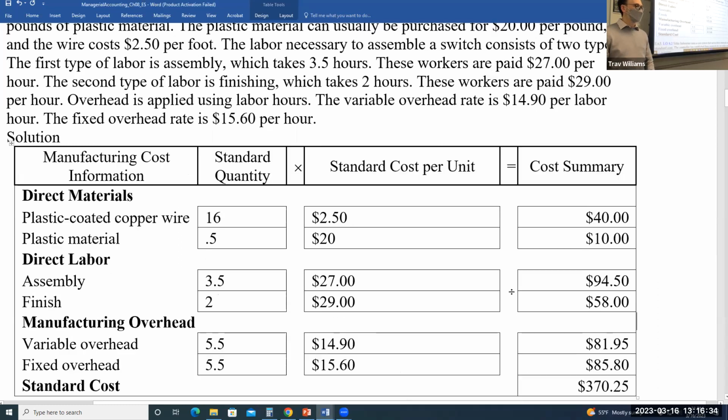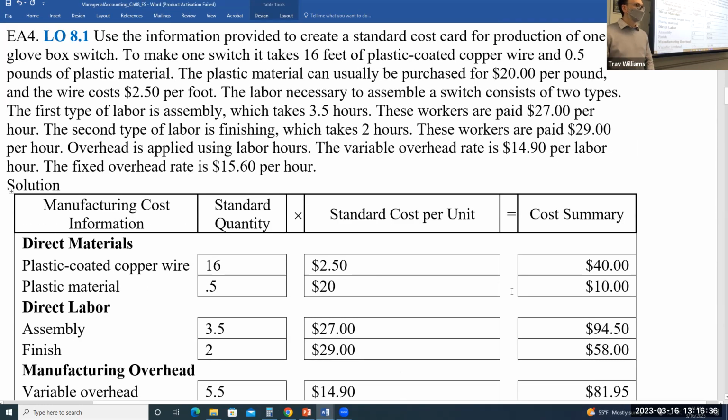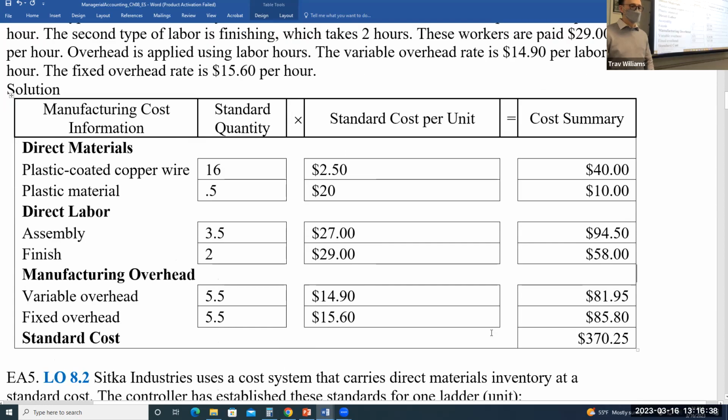So whatever a love box switch is, it's pretty expensive. That's the cost, so the price would be even higher. Any questions on this exercise? All right, good. Let's move on to number 5.